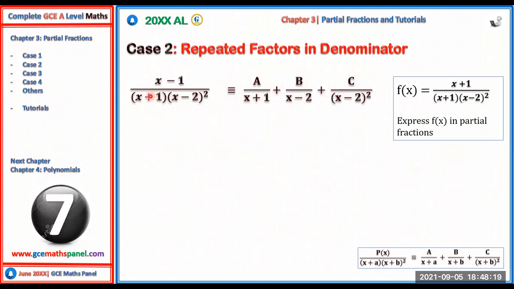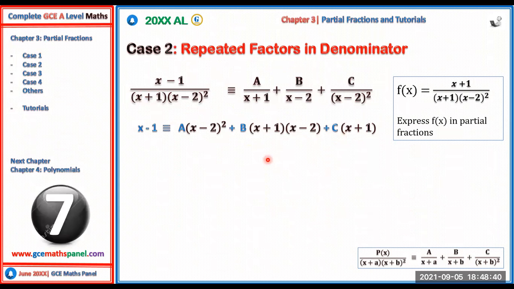plus c over this repeated factor to the power 2. At this point, we'll now multiply all through by this LCM or by the denominator of this equation. On the left hand side, we'll be left with x minus 1 is identical to a into x minus 2 all squared plus b into x minus 1 into x minus 2 plus c into x plus 1.